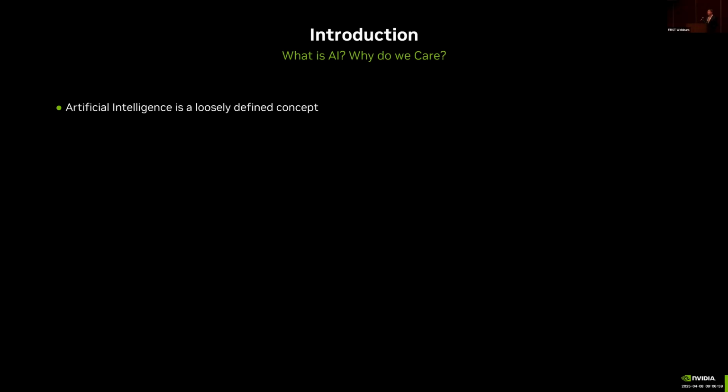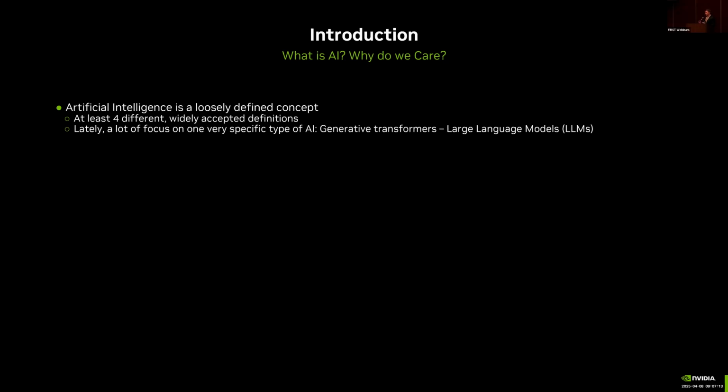So let's start at the beginning. What is AI and why do we care? Well, it turns out artificial intelligence is a very loosely defined concept, right? There are a number of different widely accepted definitions, and we won't get into any of them because that's very boring for everybody. But lately, there's a lot of focus on one very specific type of AI, right? Generative transformers. And mostly, we're talking about large language models, right? I assume everybody in this room has heard of large language models, and if you haven't, good job, congratulations, please continue to stay off the internet.